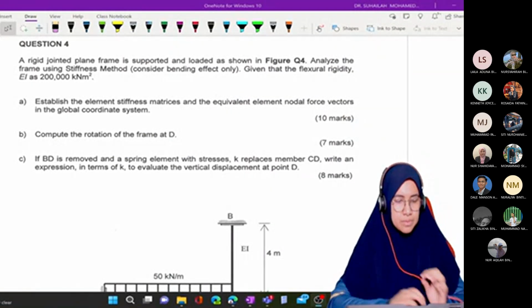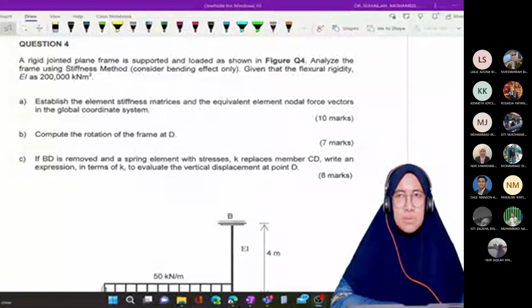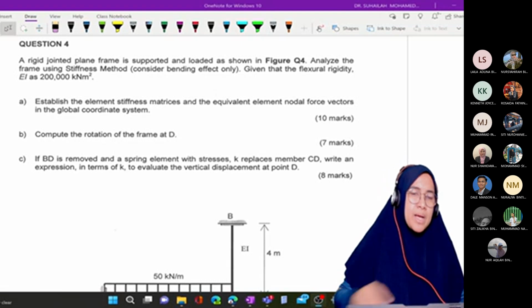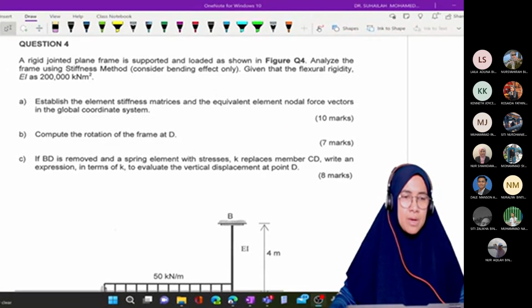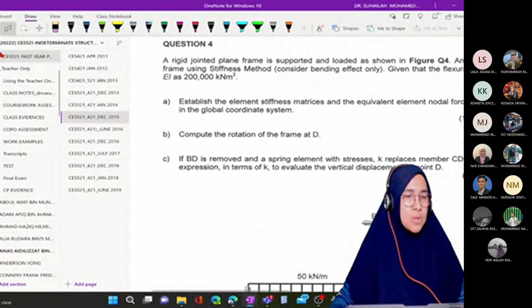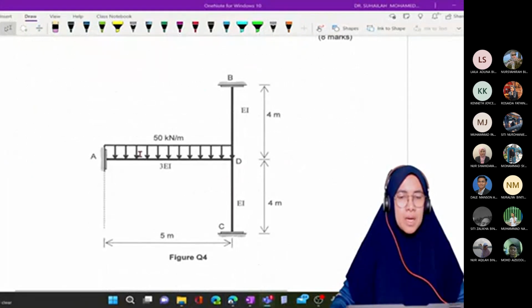Okay, so for today's session, I would like to continue stiffness method. We are going to analyze frame. I have prepared a past year's exam paper, December 2015, to be discussed tonight. So this is the frame diagram.